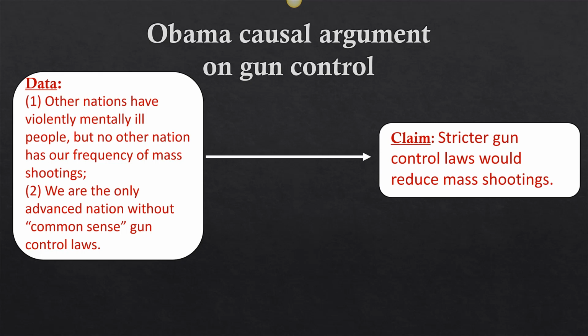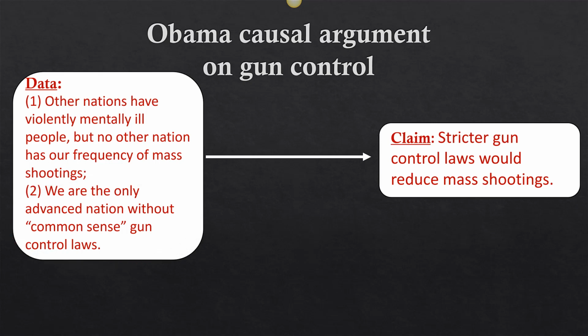So Obama makes a first point. Other nations have violently mentally ill people, but no other nation has our frequency of mass shootings. So he draws that important distinction. One thing that makes the United States unique is we have far more mass shootings than anybody else on the planet. The second distinction that he makes, making the United States unique, is when he says that we are the only advanced nation without common sense gun control laws.